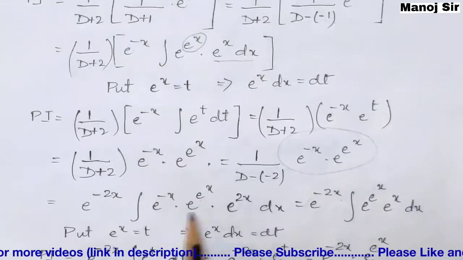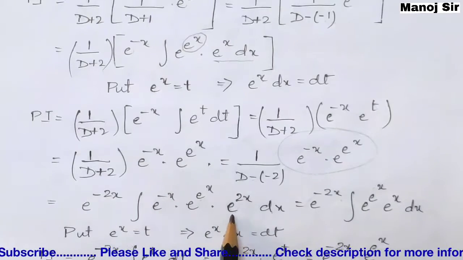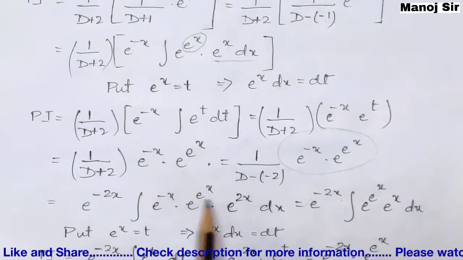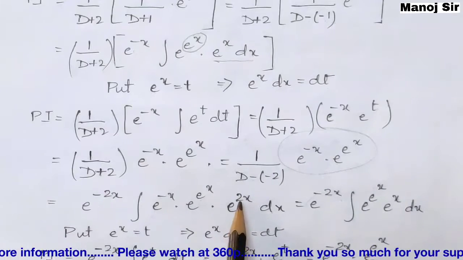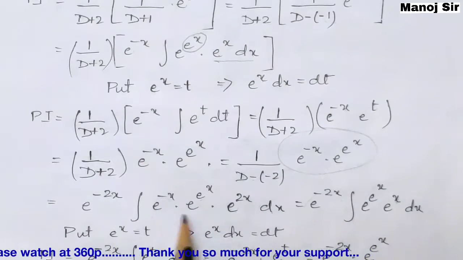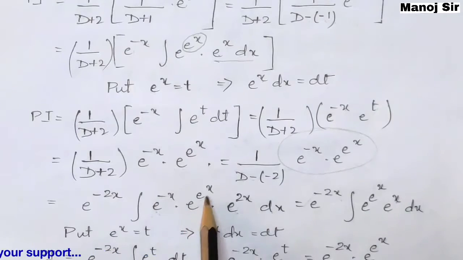And now on solving this part, that is integration, because the base is common, the powers are going to add. So 2x minus x will become x. If you multiply both, you will get e to the power x, and here we have as it is, that is e to the power x dx.